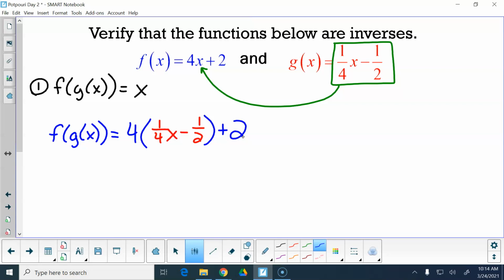Well, now I can distribute. 4 times 1/4 is 1 times x is x. 4 times negative 1/2 is negative 2. And then plus 2 at the very end. Negative 2 plus 2 is 0, so I'm left with just x.